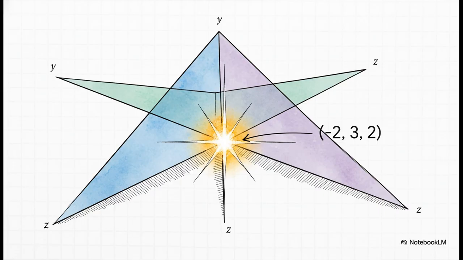So we know z is 2. We plug that into the middle equation to find out that y is 3. Then we take both z equals 2 and y equals 3, plug them into the top equation, and boom, we get x equals -2. And there it is, the solution, (-2, 3, 2). That is the one single coordinate in 3D space where all three of our planes meet.